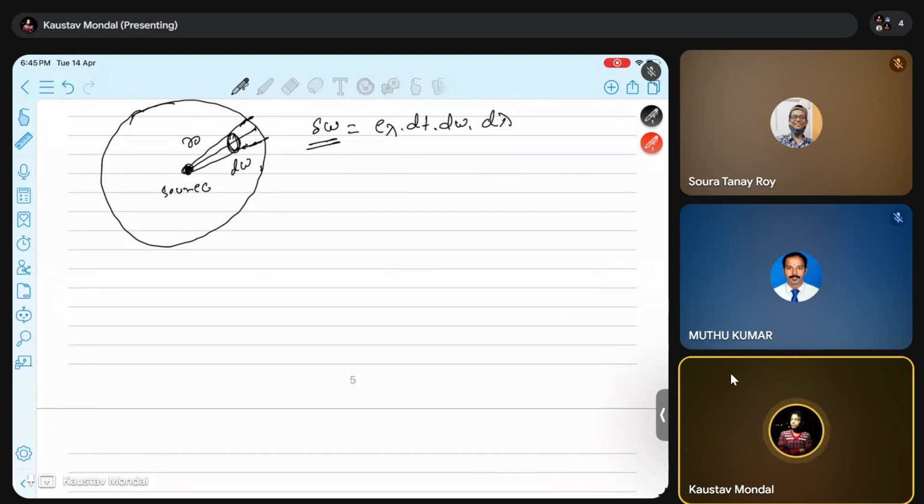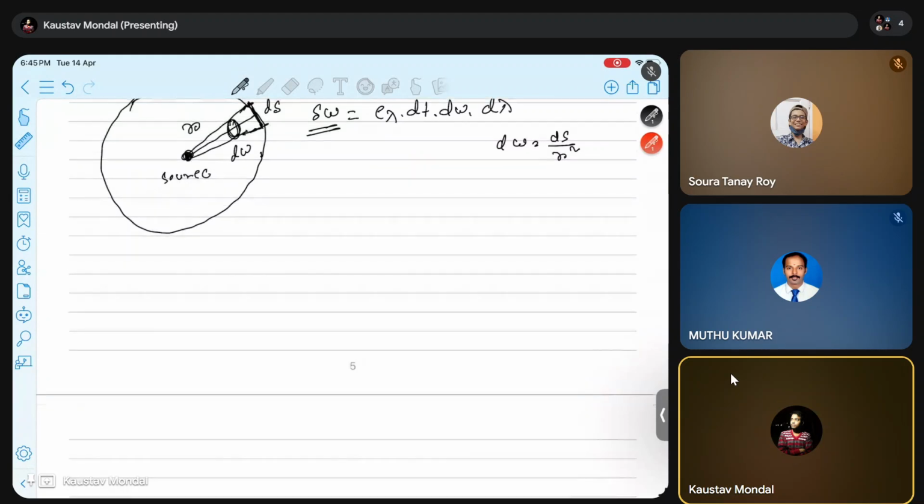Now from here, you want to calculate the intensity. So, let's suppose this particular surface area is denoted by ds. We know that d omega is basically ds by r square. So in that case, the intensity on ds is nothing but the energy per unit area per unit time falling on ds.